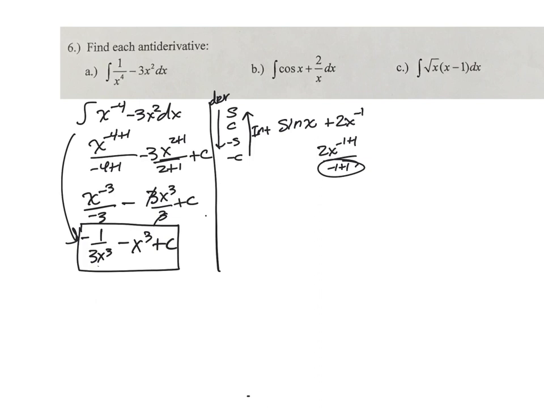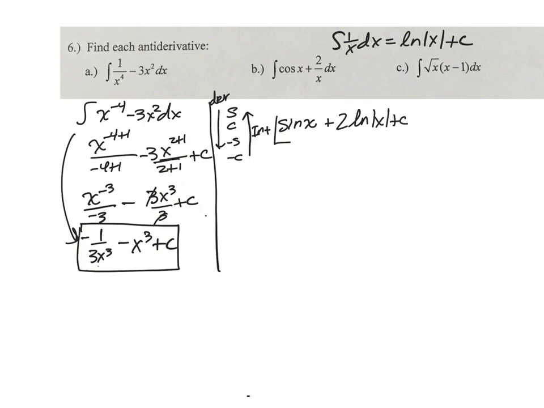So let me erase that, because that's not what we want to do. What we need to remember is that the integral of 1 over x dx is equal to the natural log of the absolute value of x plus c. So that's what we want to use here. When we integrate 2 over x, that would be 2 times the natural log of the absolute value of x. So this would be plus 2 ln of the absolute value of x, and then plus c. All right, so there's letter B.